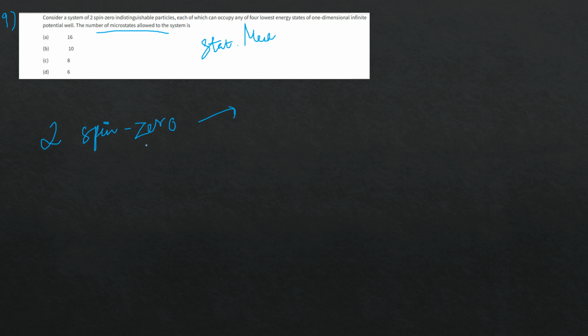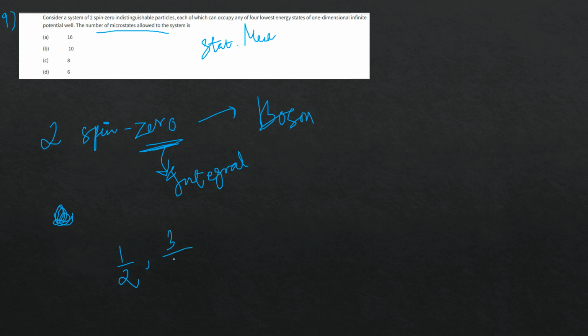Two spin zero particles. Spin zero means what? It's an integral number, not a fraction. If spin is 2, then you can say 4 by 2, but no, this is integral. Even integral is what? Boson. If it is odd integral, that is 1 by 2, odd integral spin, or fractional spin, this is your fermion.